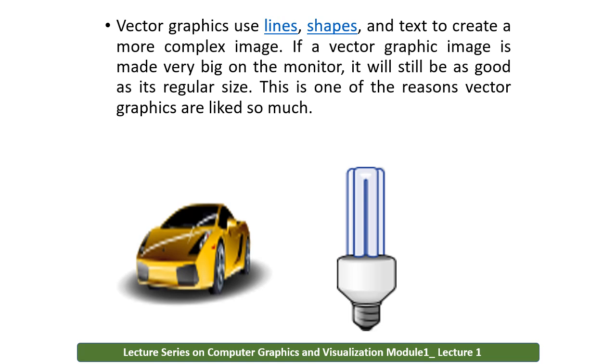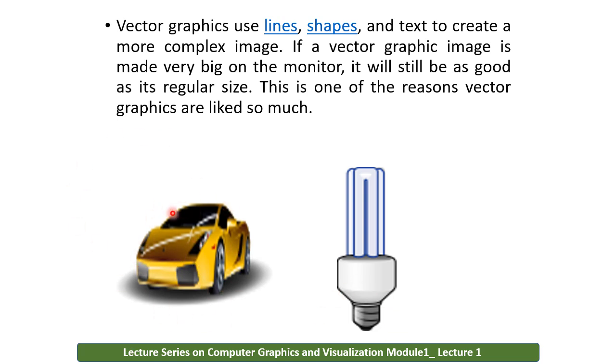Vector graphics use lines, shapes and text to create more complex images. If a vector graphic image is made very big on a monitor, it will still be as good as it is at its regular size. This is one of the reasons vector graphics are liked so much. Vector graphics are drawn. These are some graphic images you can see in this diagram. These are graphic images which are drawn only with the help of lines. You can see this is the outline: lines, curves, shapes. So this is also lines, curves, shapes.